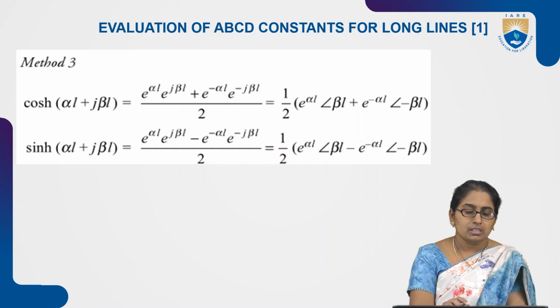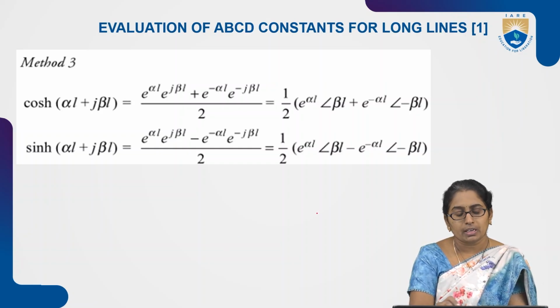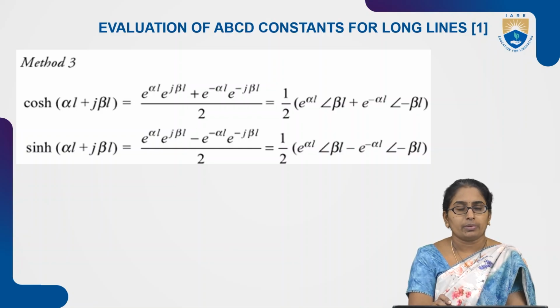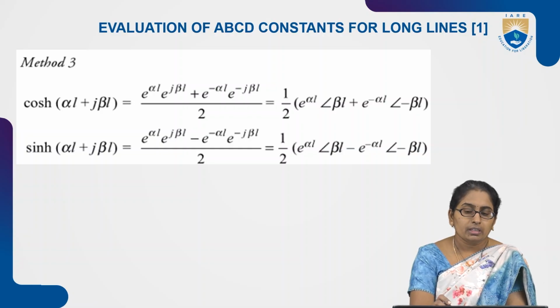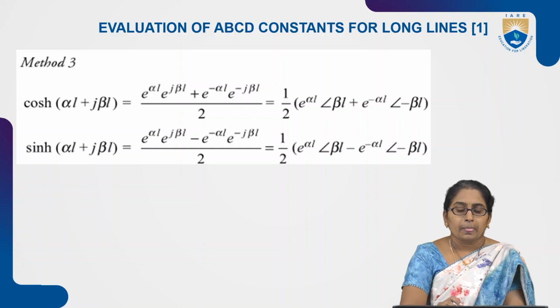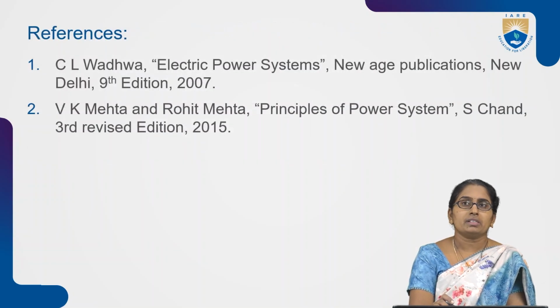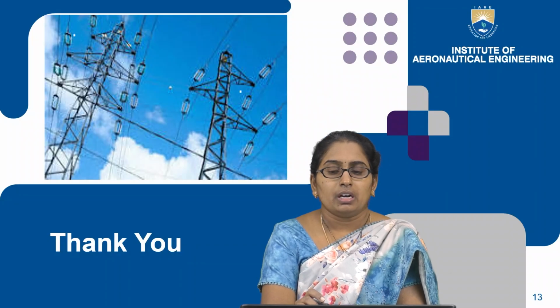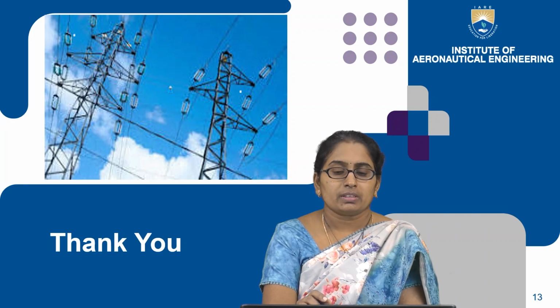So for this lecture, this is how the performance of long transmission lines is explained. Its equations are written and ABCD constants are written. These are the references, textbooks, and that's all for this lecture.